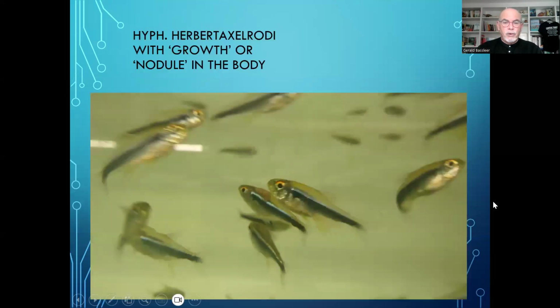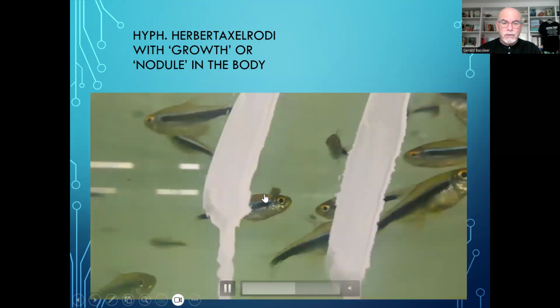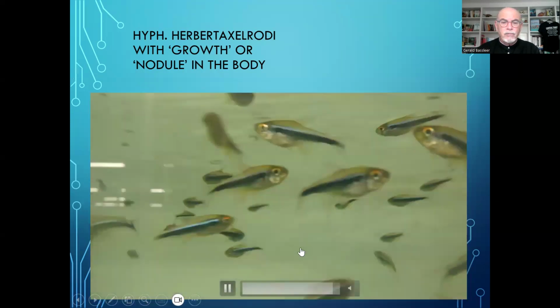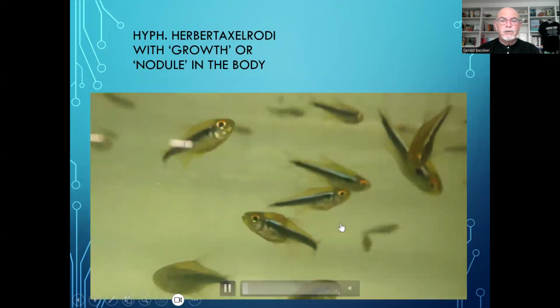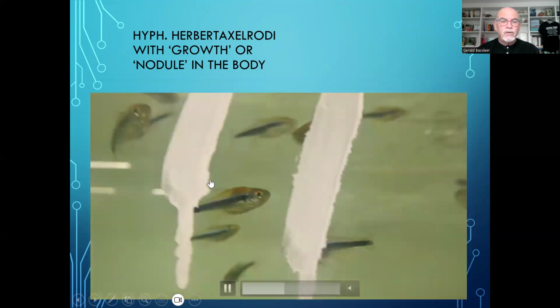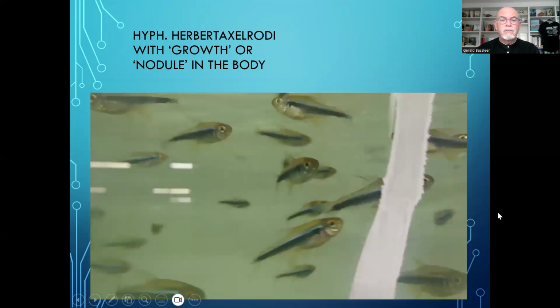The Hyphessobrycon herbertaxelrodi, you see this one here in the middle. You see in the dorsal part, there is a kind of growth or nodule in that fish. Let me play it again for you. Here it is. Watch it. You see the brown speck, the deformation in the body.